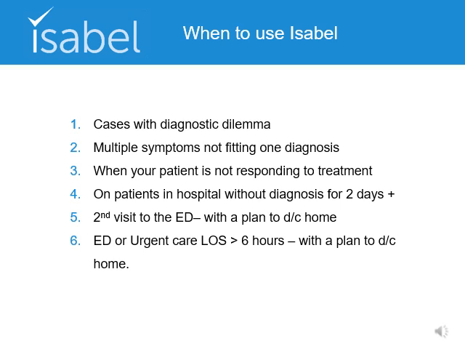Examples of when to use Isabel. Cases with diagnostic dilemma. Multiple symptoms not fitting one diagnosis. When your patient is not responding to treatment. On patients in hospital without diagnosis for 2 or more days. Second visit to the ED with a plan to discharge home. ED or urgent care length of stay greater than 6 hours with a plan to discharge home.